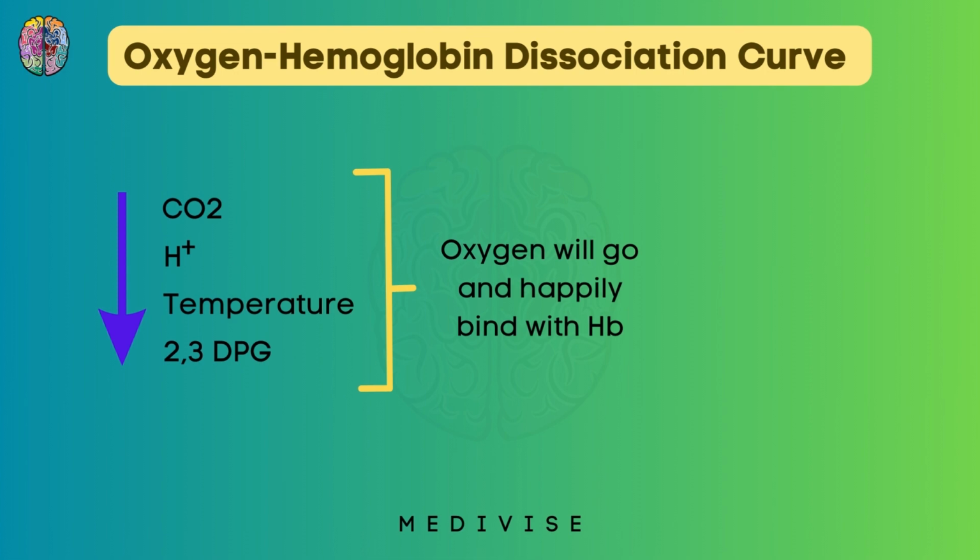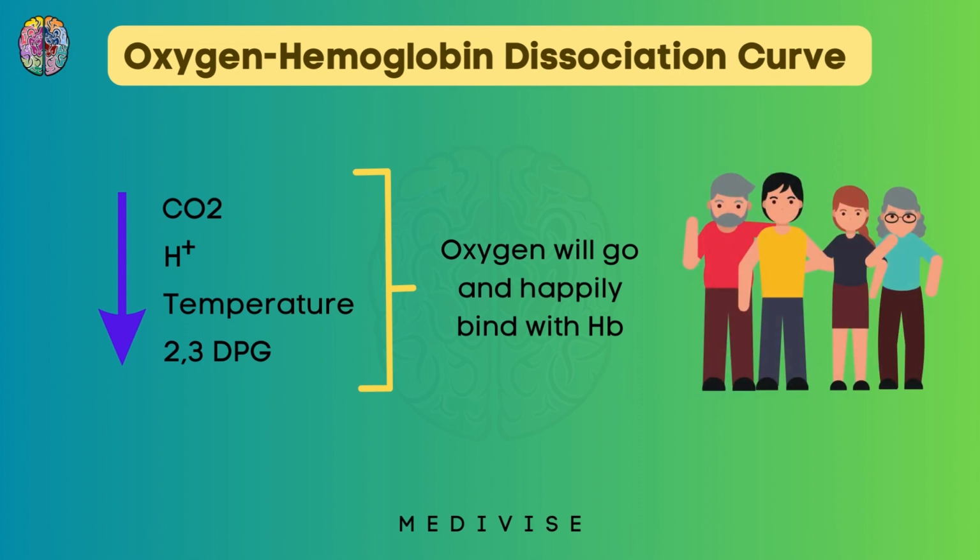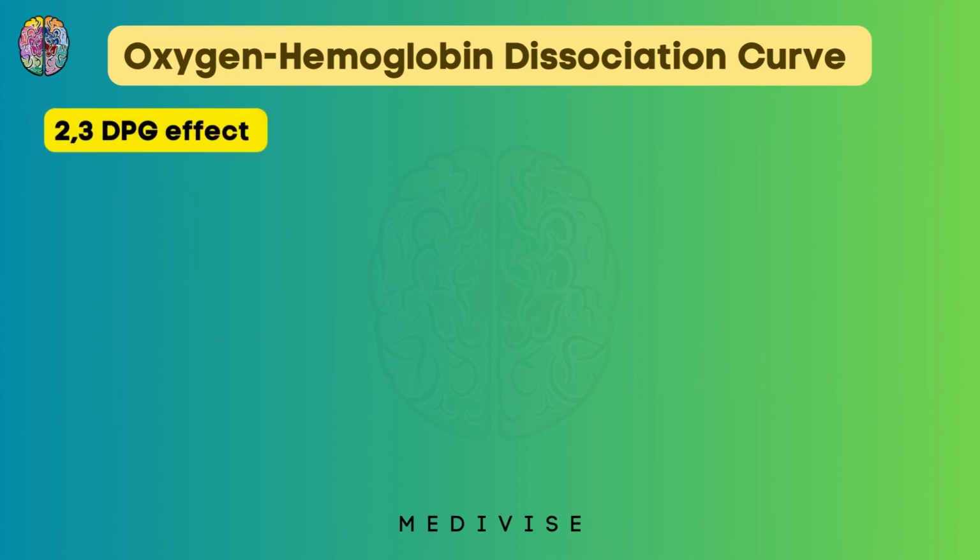You can remember it this way. All of these four are like the toxic relatives in a relationship. Because of some reason, these relatives will come and try to destroy a relationship between two people. Similarly, these four are trying to destroy the relationship between oxygen and hemoglobin. But if you remove these toxic relatives out of the way, the oxygen and hemoglobin are going to live happily ever after.